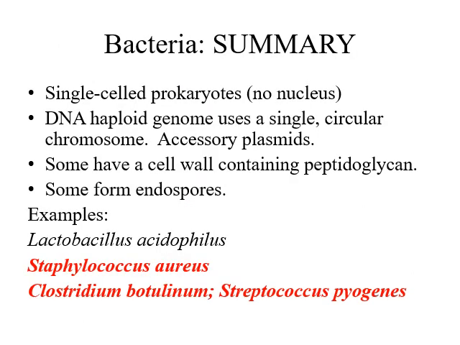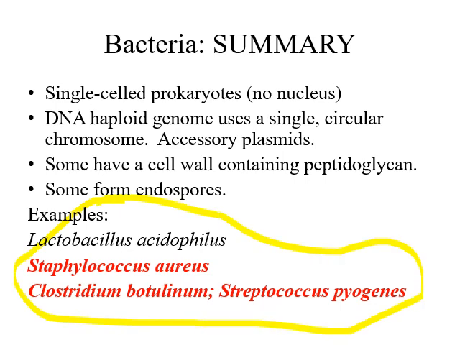Okay, so 4 bacteria that we need to know: Lactobacillus acidophilus, Staphylococcus aureus, Clostridium botulinum, and Streptococcus pyogenes. Those are 4 bacteria that we need to learn the names of as soon as possible, because I'll keep asking you questions about them on all the quizzes. So remember all of these names as soon as you can, because I've taught you about these organisms now, and I will be asking about them in future quizzes.